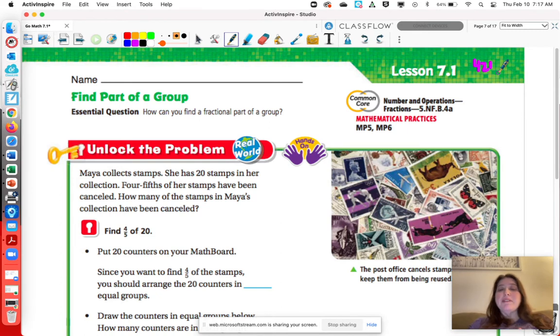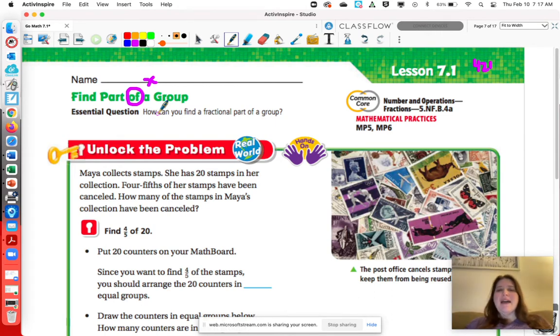We are going to start with multiplication of fractions during this unit. And so today's lesson is finding parts of a group. I want to point out that when we are reading the word "of" in a problem, it generally means to multiply. So we are going to take a look at multiplying here, and we're going to take a look at it in a few different ways.